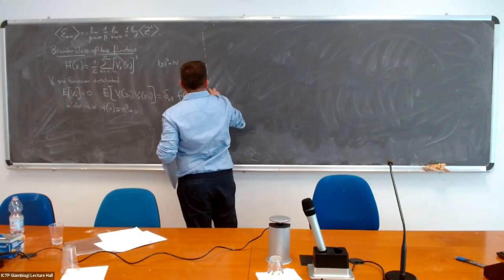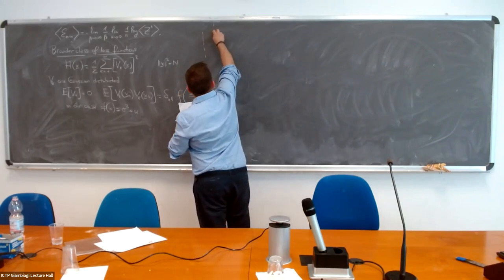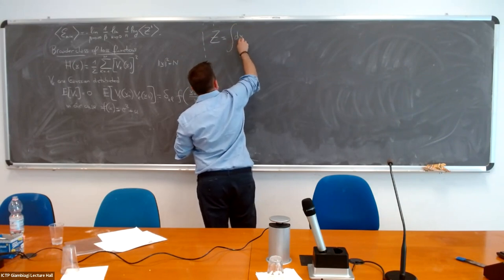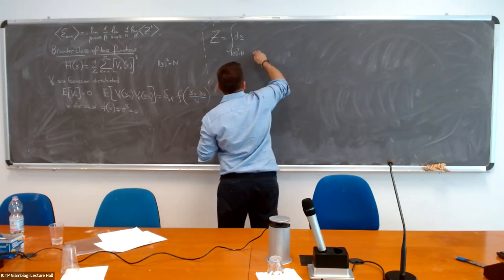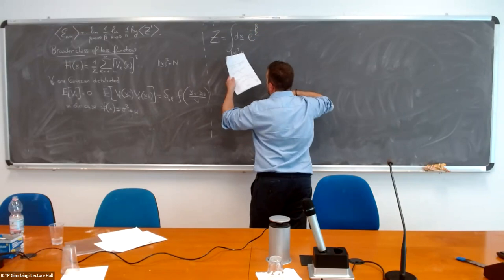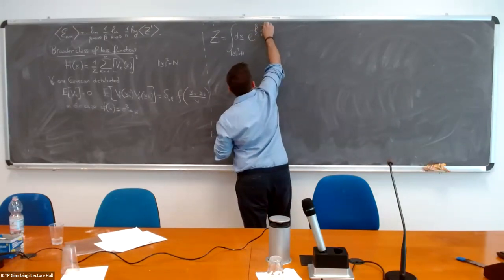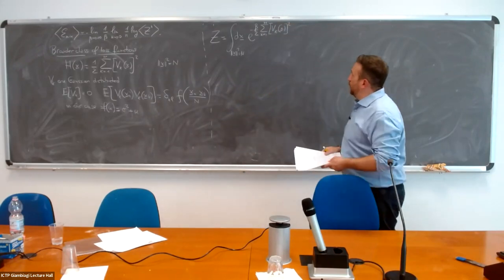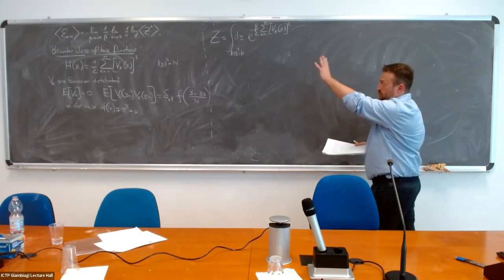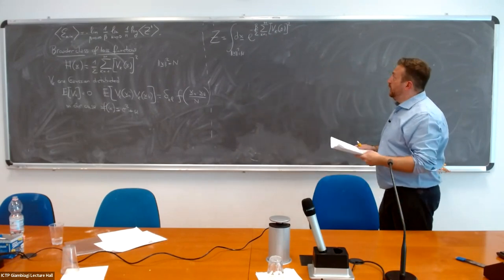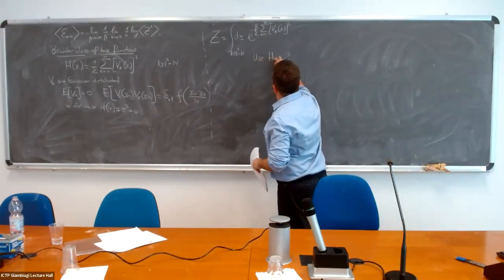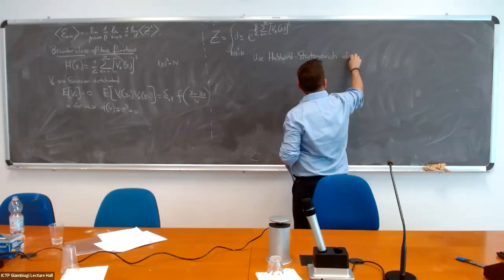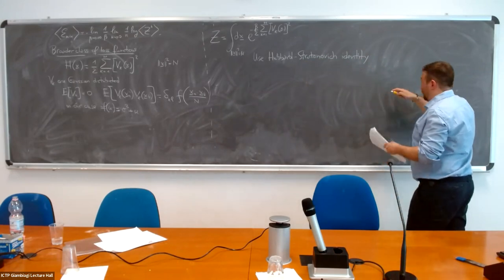Good. So what we have to compute now, so we have our object Z, which is the integral dx over x squared equal to n, exponential of minus beta over 2, so minus beta times the loss function, but the loss function is written in this generalized form. Okay, so the first thing to do to massage this object before we raise it to the power n is to use the so-called Hubbard-Stratonovich identity, which is a fancy name for a Gaussian integral.